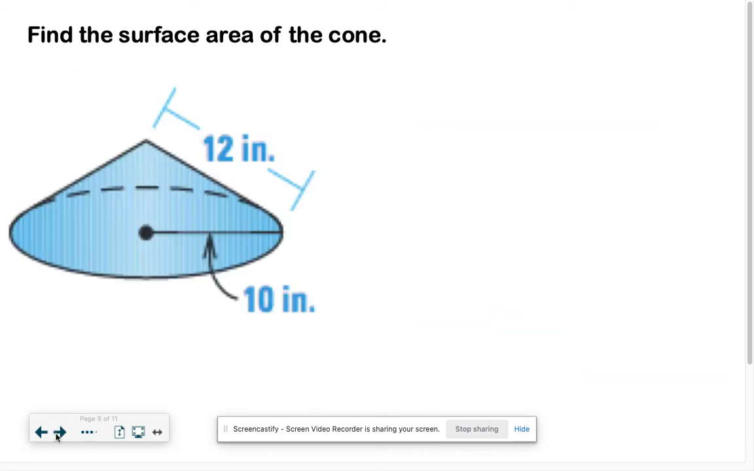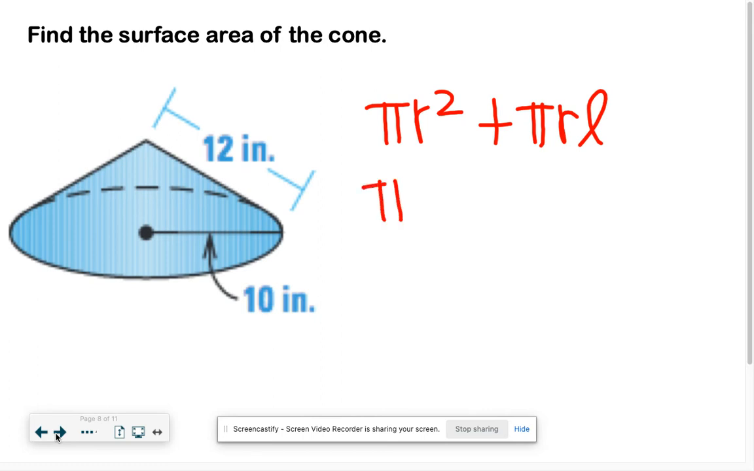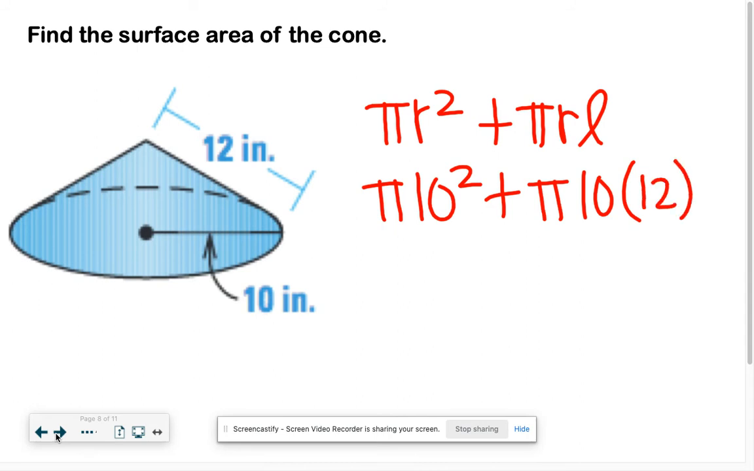My face hurts. Okay, let's try another one. Pi r squared plus pi r l. What is our radius? 10 squared. What is our slant height? Beautiful. Now again, if you want to type in your calculator, go for it. I'm gonna break it down.